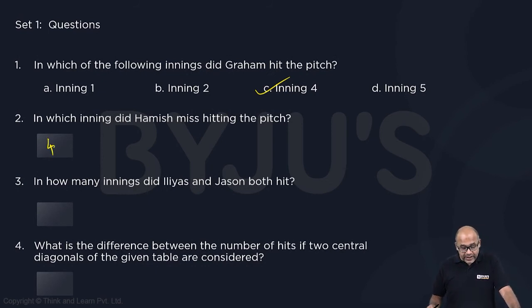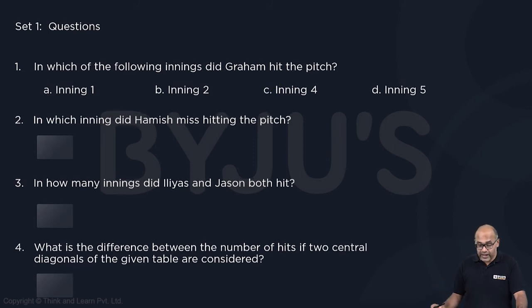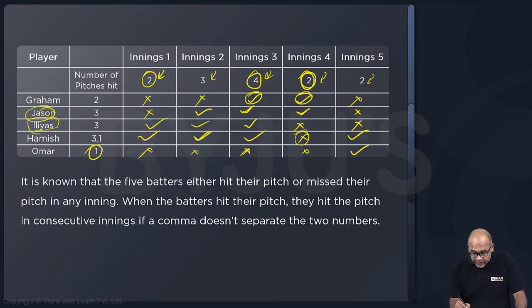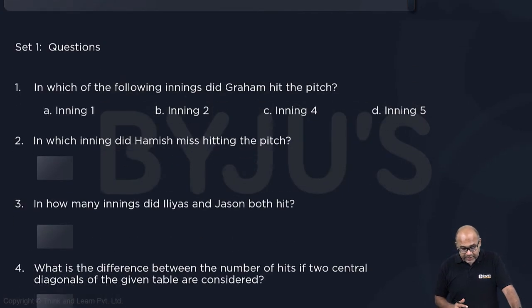In how many innings did Ilyas and Jason both hit? So I and Jason, J, should both hit. So where did they hit? You can see that these 1 and 2. In 2 of these innings, both of them hit. No other innings, both of them hit together. So you can see that the answer is 2.